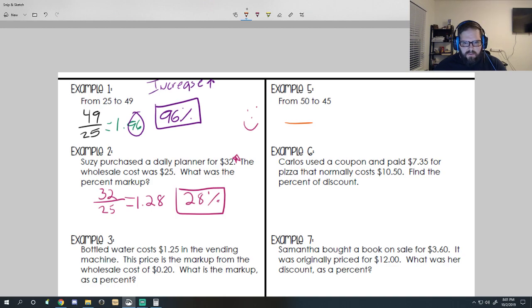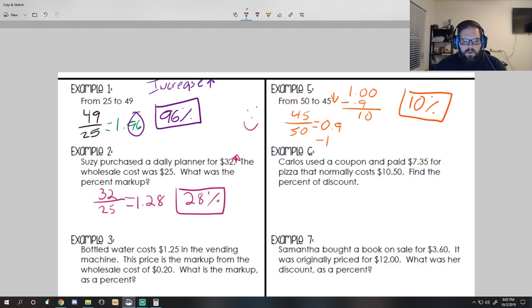So the amount of change from 50 to 45, the change is 45. The original is 50. When I divide on my handy dandy calculator, that is going to come out to 0.9. Now what's happening here is we have less than our whole, right? So we have to subtract from 1. If we have 1.00 minus 0.9, that's going to leave us with 10. So the decrease is going to be a 10% decrease.